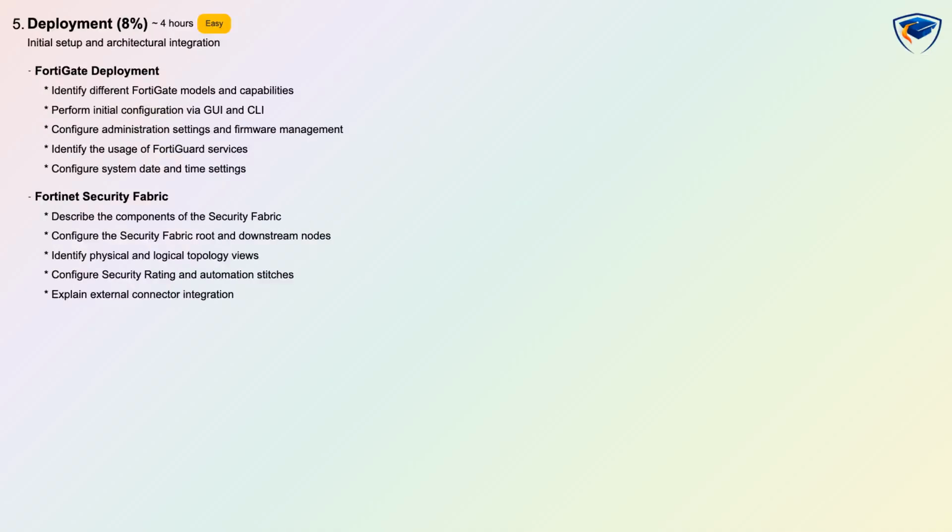Deployment is 8%, easy, with approximately 4 learning hours and conceptual plus scenario-based assessment. This domain covers initial FortiGate setup including model selection, GUI and CLI configuration, administration settings, firmware management, system date and time, and the use of FortiGuard services.